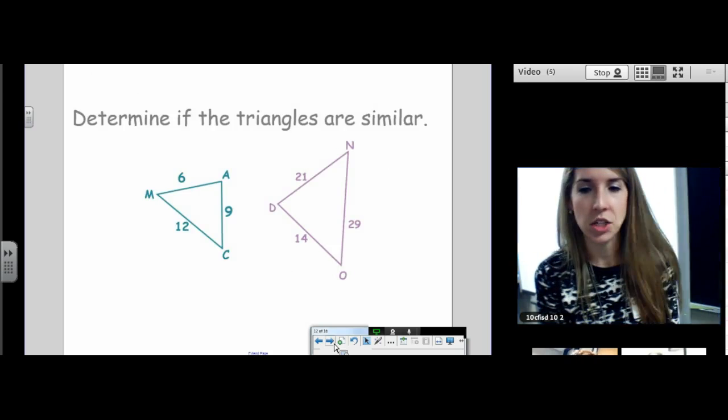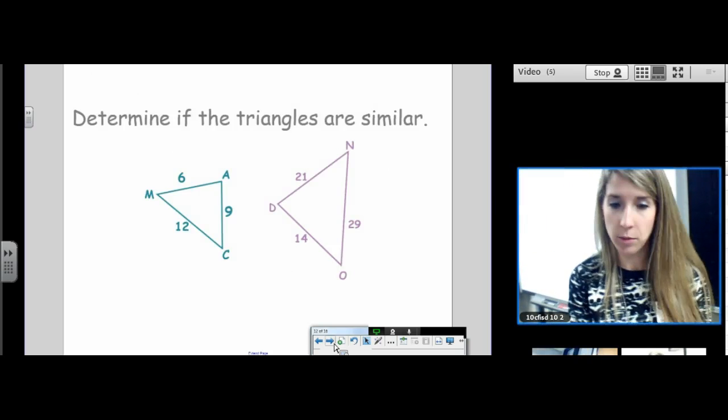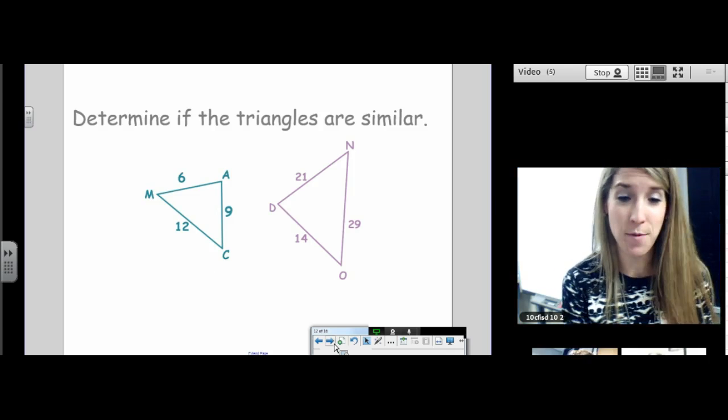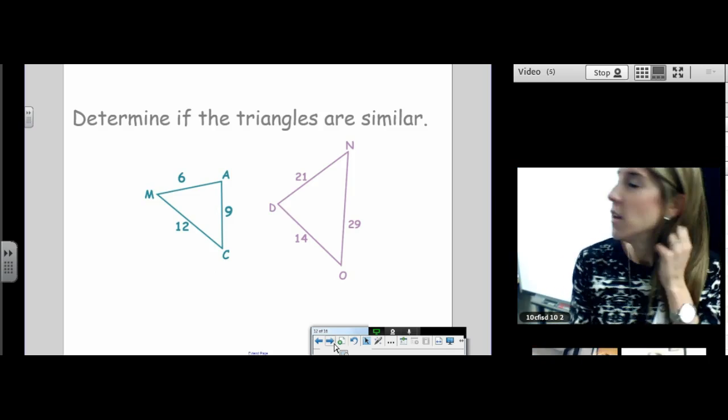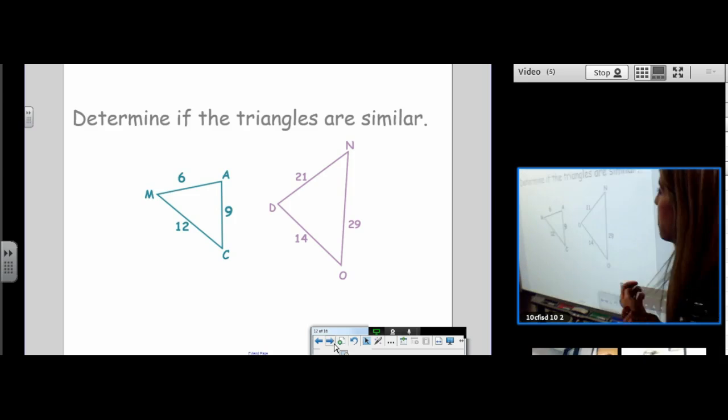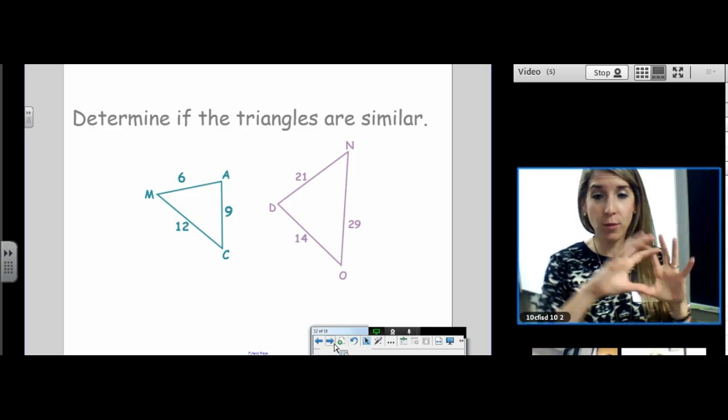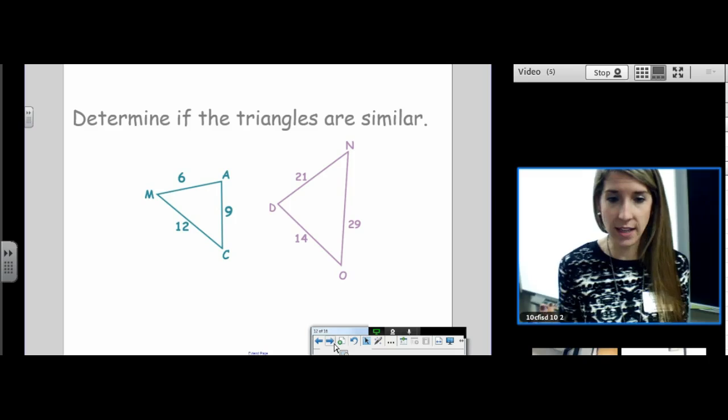All right. Determine if the triangles are similar. We're still reviewing similarity because that's the one it's been the longest since we've seen. So how do you determine if two triangles are similar, especially if we've rotated the triangle on you and you don't know which sides go together?